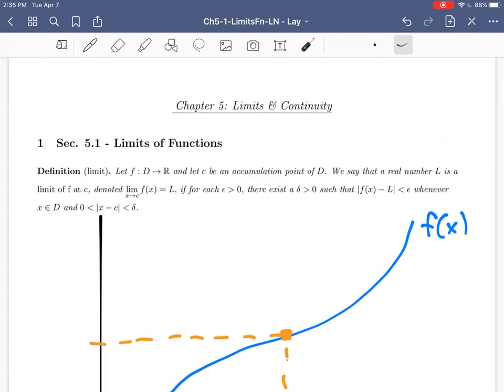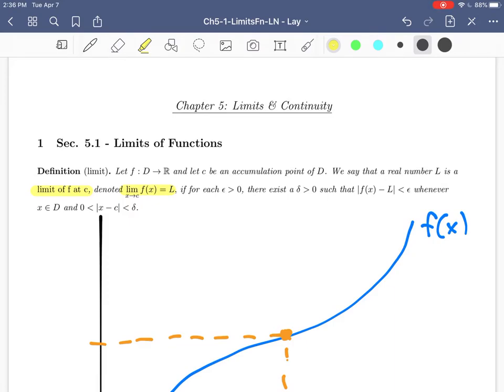So let's first define a limit. Let f be this function that maps from a domain D into a codomain of the real numbers. Let C be an accumulation point of that domain. We say that a real number L is a limit of f at C, denoted in this way, right? So that parallels the same notation that we had back in calculus.